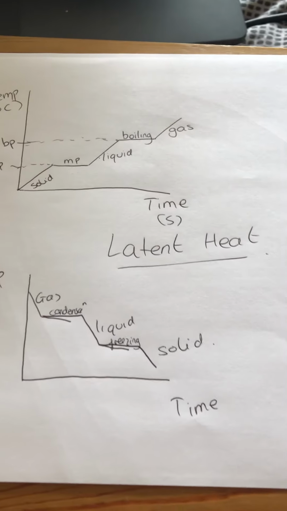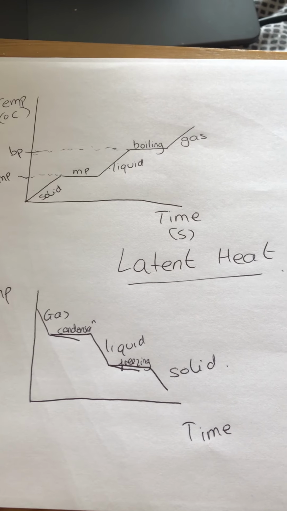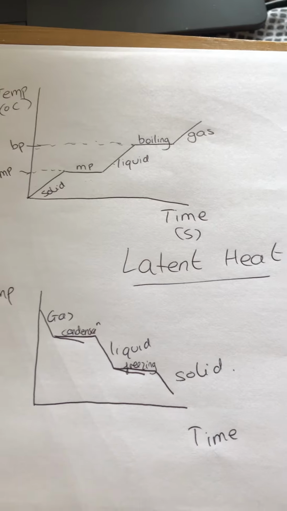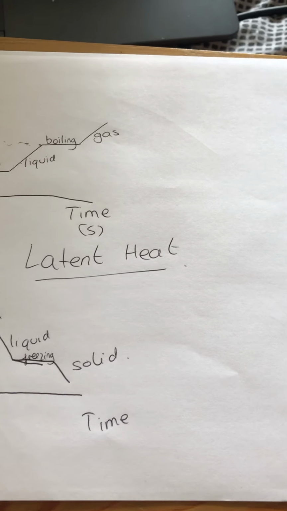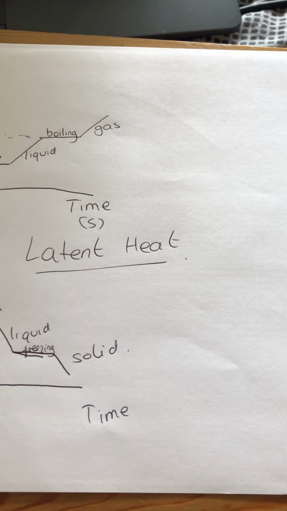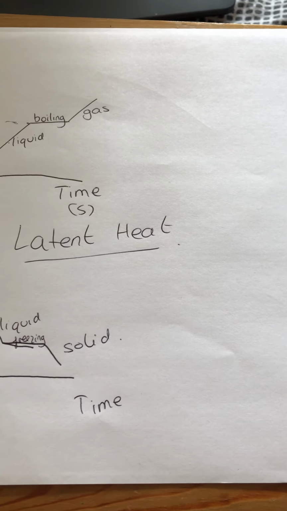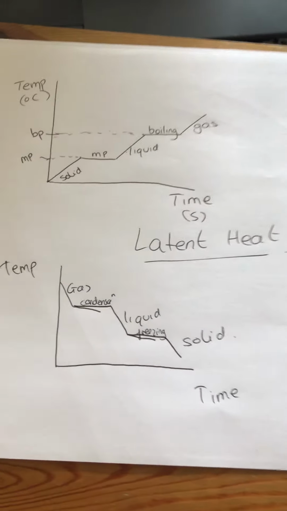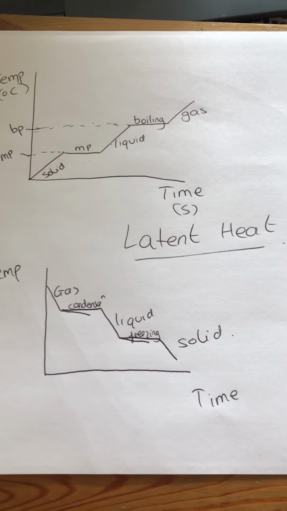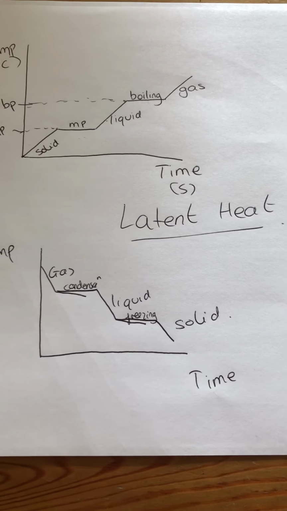Now every substance has its own latent heat. Every substance has its own melting point and its own boiling point. The specific latent heat of a substance is the amount of energy needed to change 1 kilogram of it from one state to another without changing its temperature. For cooling, specific latent heat is the energy released by a change in state. And it's different for different materials, like I just said, and for changing between different states.